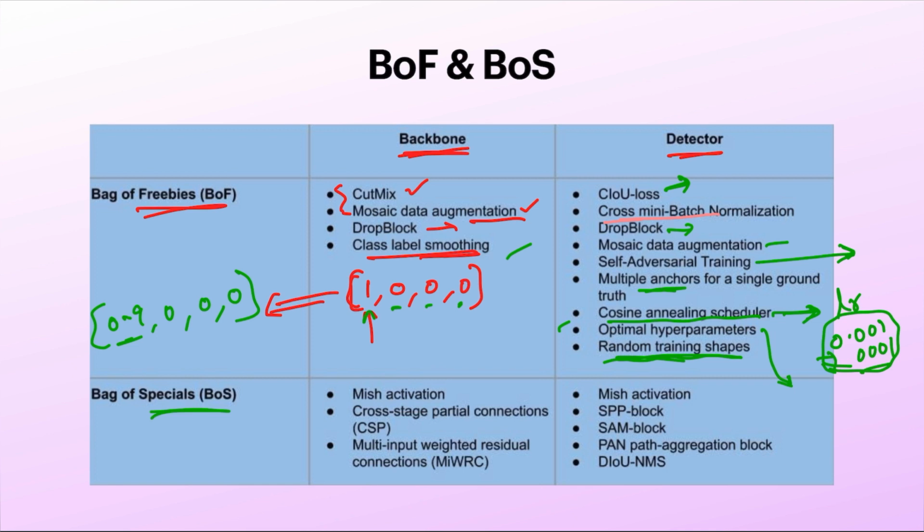Whereas BoF specials are actually module-wise changes to the architecture, which might increase the complexity of the architecture. At the same time, the accuracy will be very high. So this mesh activation: usually we saw ReLU activation and sigmoid, these kinds of activations. In fact, we discussed mesh activation in one of our video series, the activation function series. You can check that actually. But mesh activation is one of the latest activation functions, and it is proven to be more robust compared to ReLU and leaky ReLU activations.